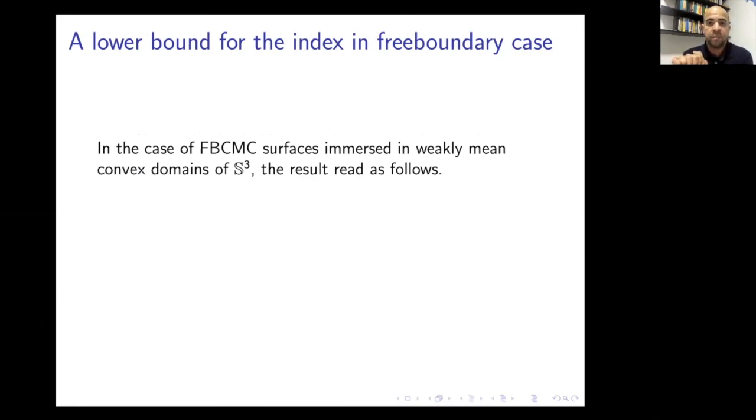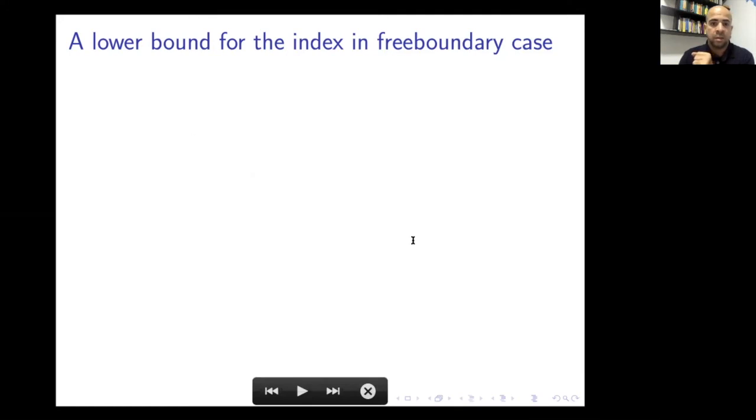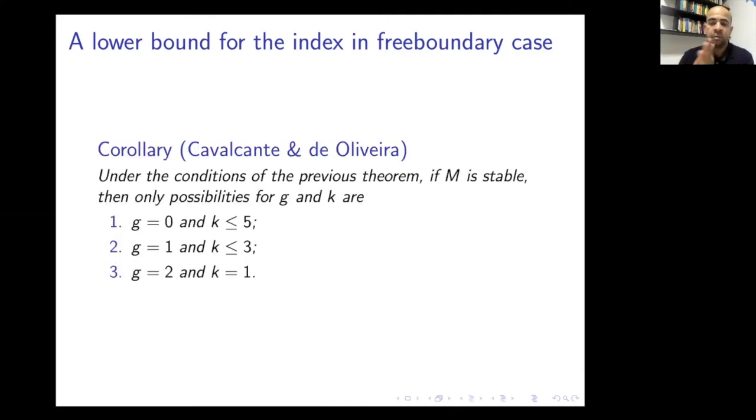We can do the same for weakly mean convex domains in the unit sphere, and in this case, we get this estimate for the weak index in terms of the topology again. In the case of stable free boundary CMC surfaces in mean convex domains of the unit sphere, the only possibilities for the genus and the number of boundary components are these three possibilities here.